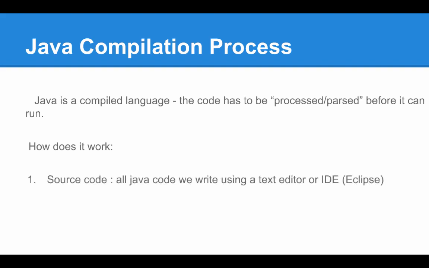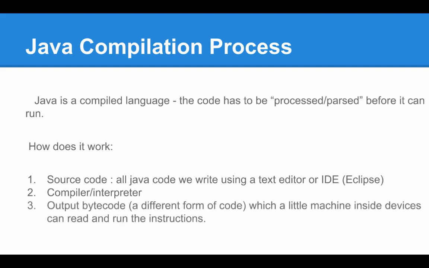Well, the first thing we do, of course, is we write our Java code. We can use a text editor or an IDE, such as Eclipse. And when we hit run, what happens? The compiler takes that code and starts parsing it, looking for errors, and if everything is good, there are no errors in our code, then it spits out a bytecode. Bytecode is just a different form of code that machines can actually read and understand and run those instructions.